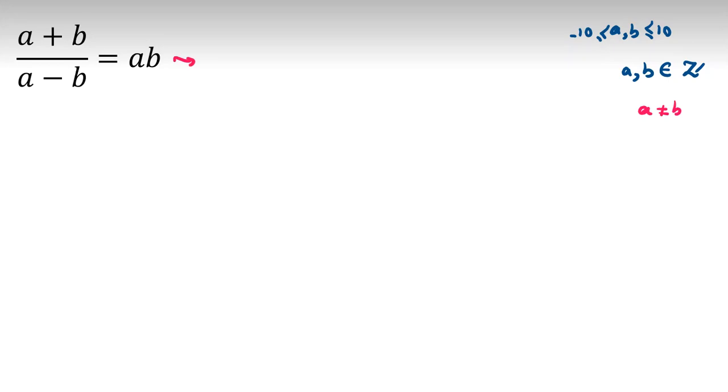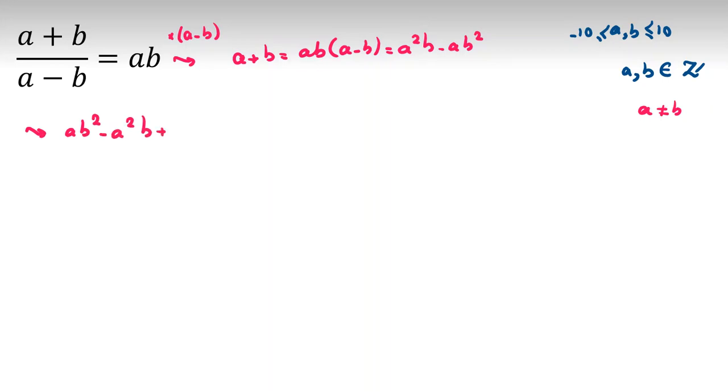Now, let's cross multiply, or multiply both sides by a minus b. The left hand side will be a plus b, and the right hand side will be ab times (a minus b), which is a squared b minus ab squared. Now, let's take all things to the left hand side: ab squared minus a squared b plus a plus b equals 0. Now we can say it is a quadratic function, for example, in terms of b.